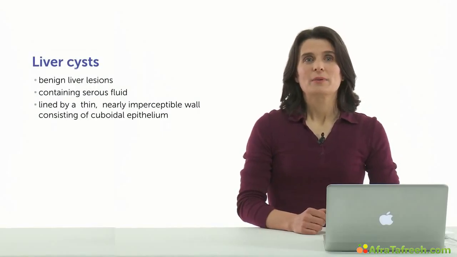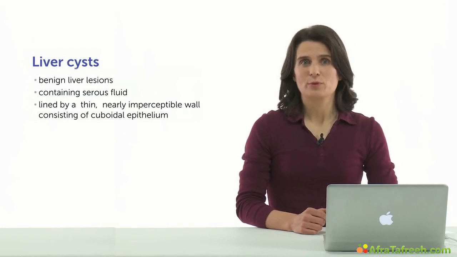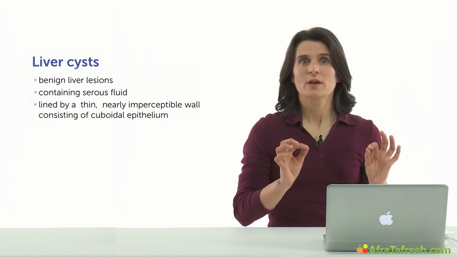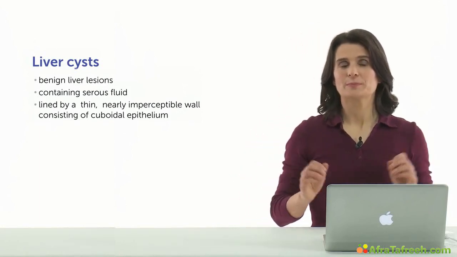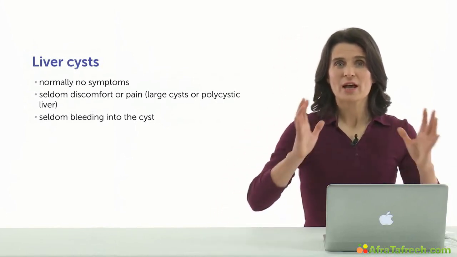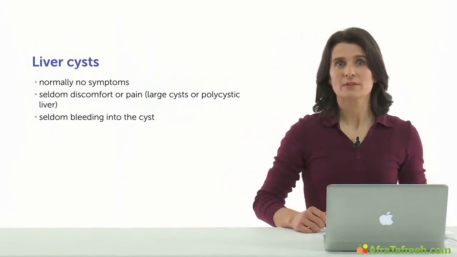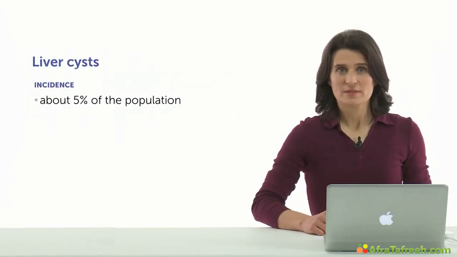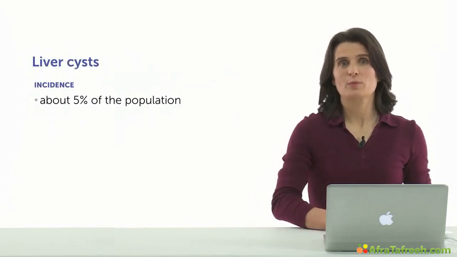Our next pathology, liver cysts, are even more frequent than our hemangiomas. Liver cysts are benign liver lesions that contain serous fluid. They have clearly visible, thin, nearly imperceptible walls, and they are made of cuboid epithelium. Usually, they show no symptoms at all. Only in very large cysts or polycystic liver, there can be symptoms like discomfort or even pain or bleeding into the cysts. Simple liver cysts are found in about 5% of the population.